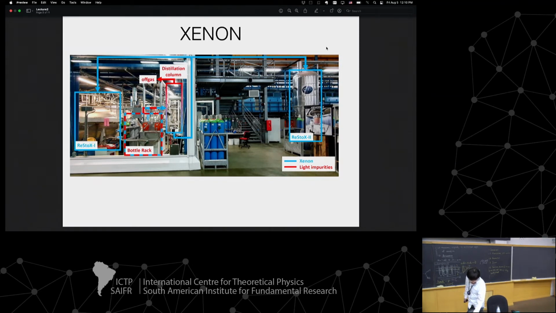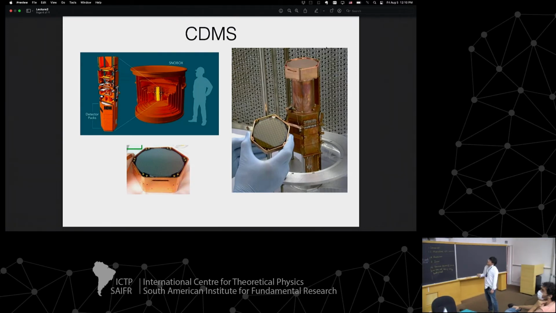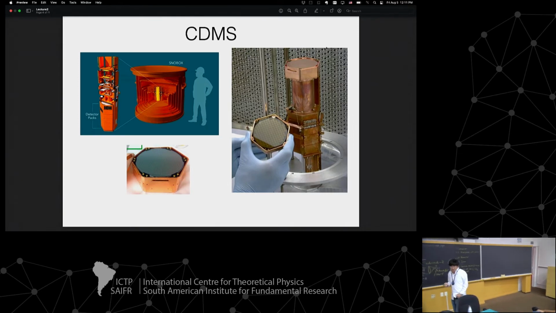So similarly, there is this experiment called CDMS, which is a little bit smaller. It's actually just human size for all of the structures, and the detector is on the right-hand side. The CDMS detector is made of silicon, which is a semiconductor material.